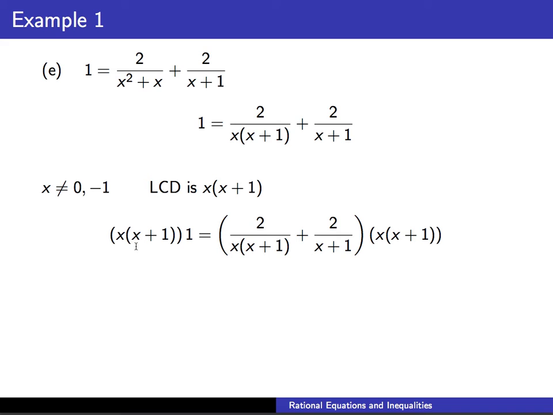Well, 1 times x plus 1 is just going to be x times x plus 1, or x squared plus x. And then over on the right, 2 over x times x plus 1, the x times x plus 1 is going to cancel out, leaving us with just a 2. And then the x plus 1 in this denominator is going to cancel out the x plus 1 here, leaving us with 2 times this x, or 2x. So clearing out the fractions, we get x squared plus x equals 2 plus 2x. Well, we have a quadratic equation. We want to get it equal to 0, so let's subtract 2x from both sides and then subtract the 2, and we're going to get x squared minus x minus 2 equals 0.